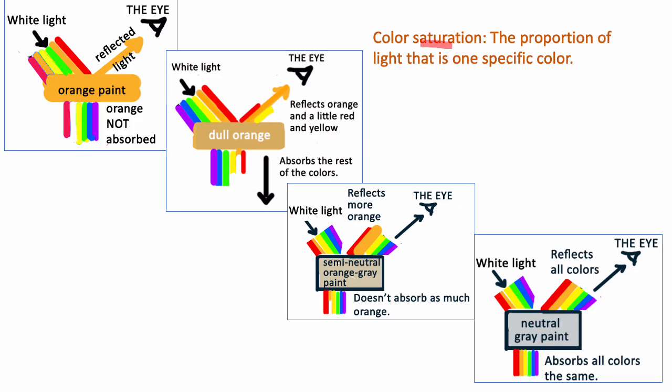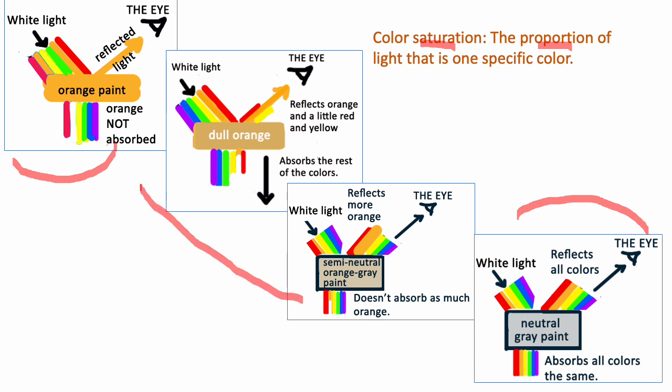Color saturation is just a fancy word for how pure a color is, and it describes the proportion of light that is one specific color, like orange. At one end of the color saturation range is a surface that reflects only orange light rays. This is the most saturated orange you've ever seen. On the other extreme is a neutral gray that reflects all colors equally, and there's a whole range of color saturations from the most saturated to the least.